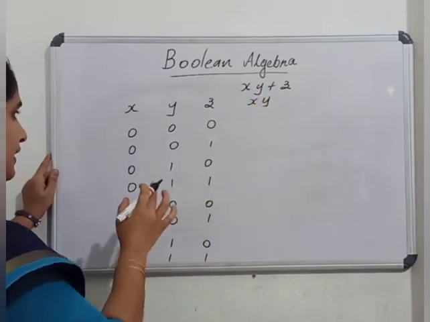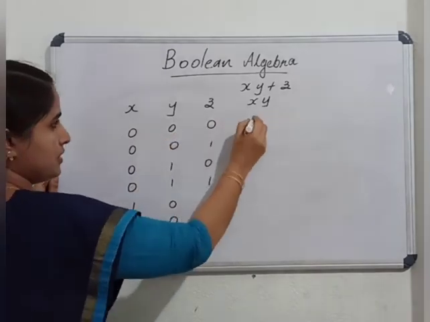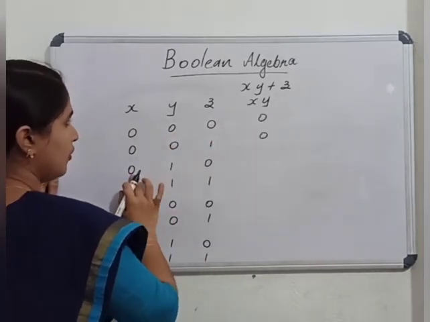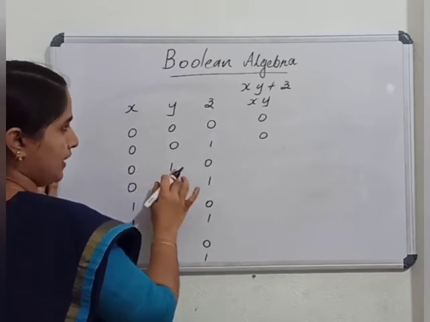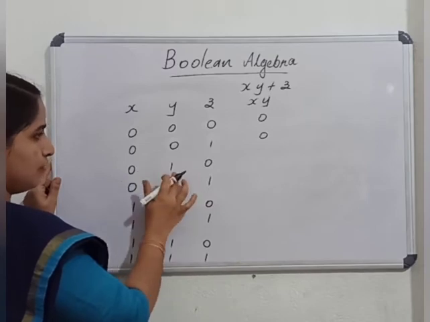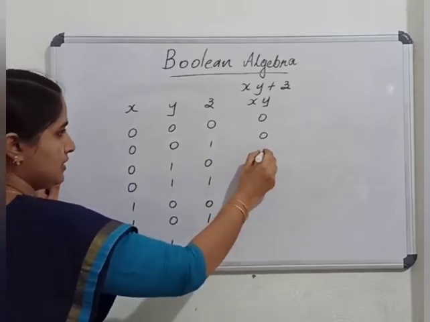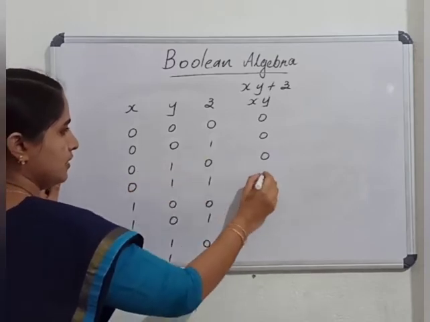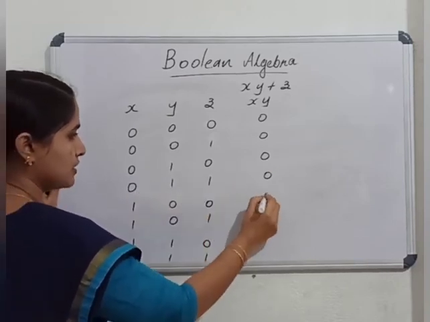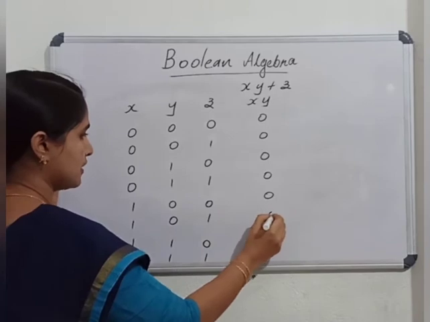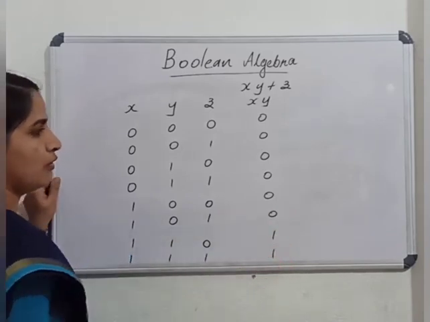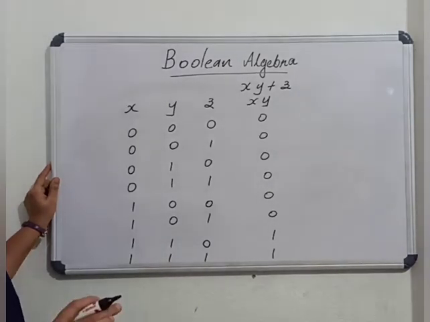So x, y: x and y. 0 and 0 is 0. 0 and 0 is 0. 0 and 1, x, y, these two columns we have to AND. So here the result is 0. This is 0 because 1 is 0. Next, here the result is 0, here the result is 0, and here the result is 1, and the last column also 1. I hope that's clear, right?